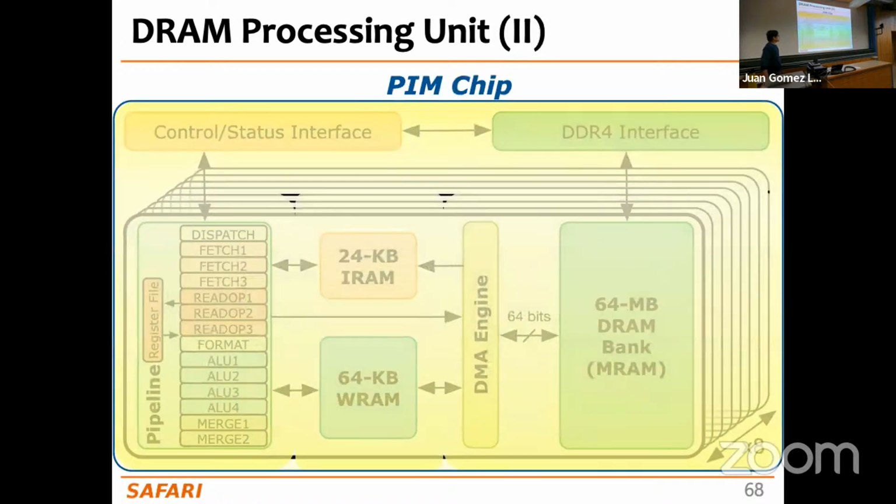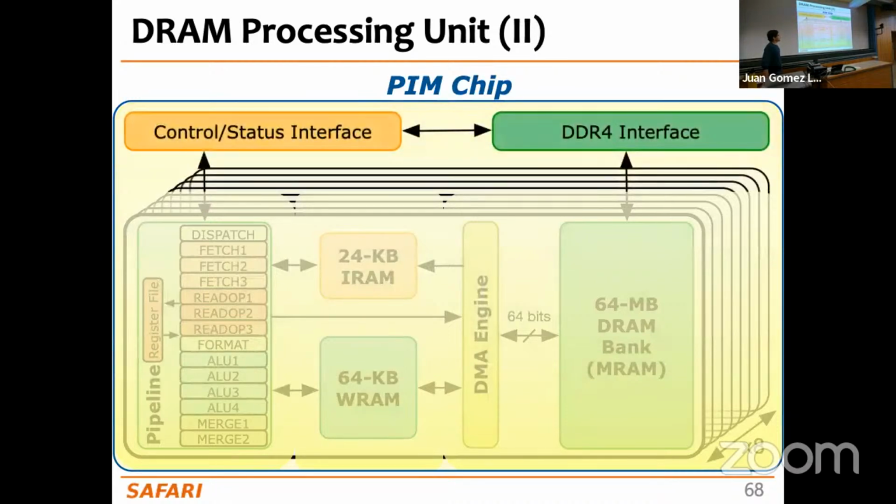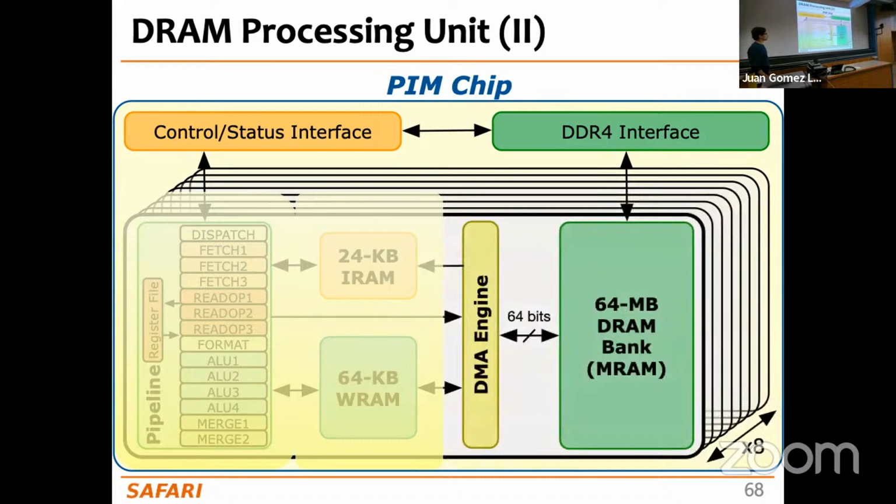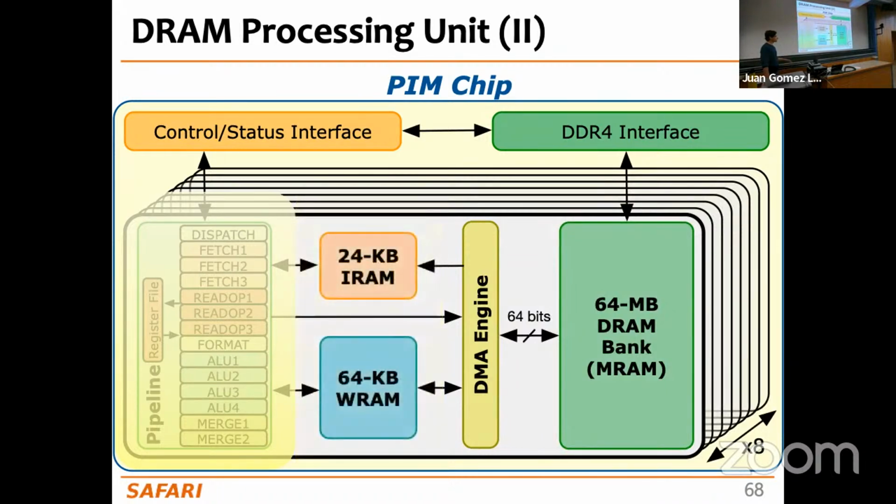Here you can see a different representation. Inside each chip, we have a control status interface for the host to send commands to the DPU, to tell the DPUs to launch the kernel, start running the kernel. There is also a DDR4 interface because the host needs to access data from the MRAM, either in the beginning or at the end of the execution of the kernel. Here inside each of the chips, we have 8 DRAM banks called MRAM, size 64 megabytes.